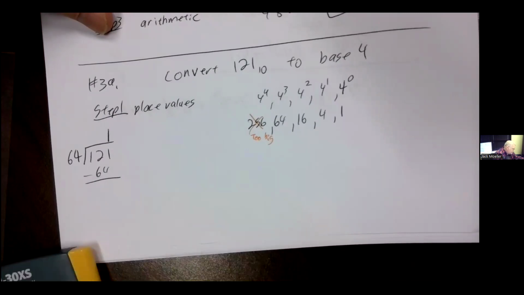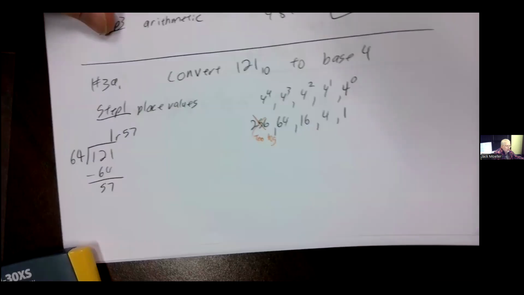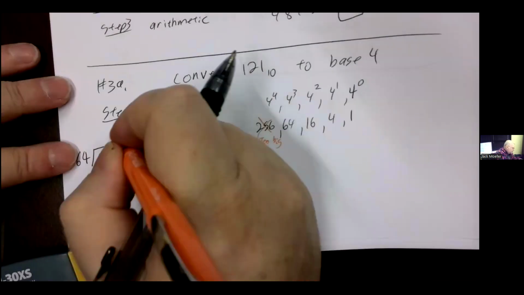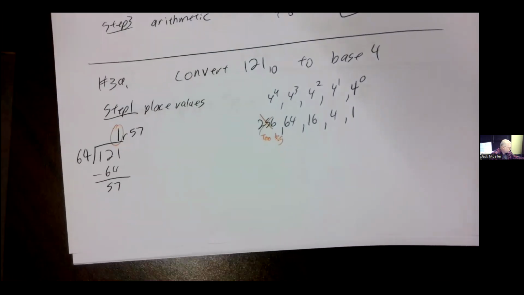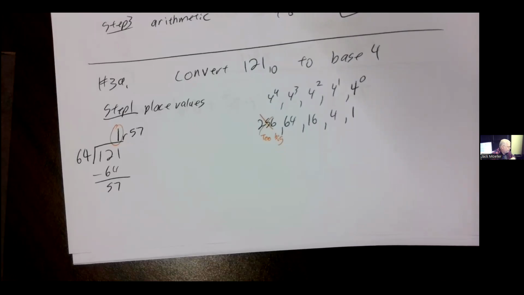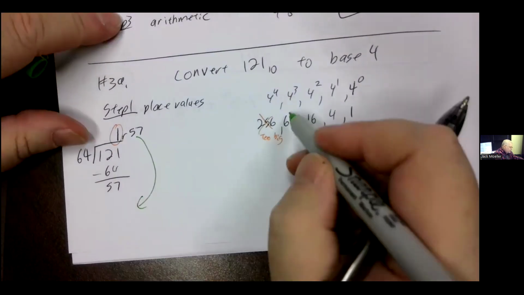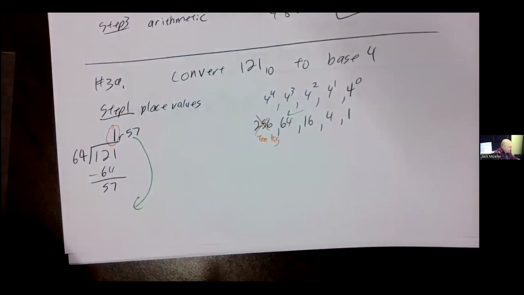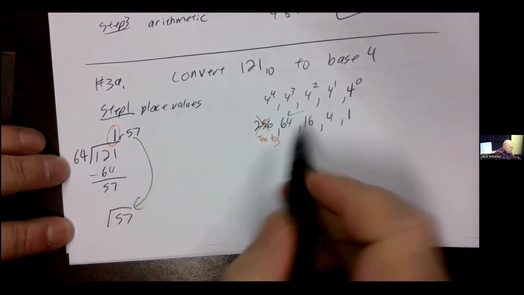So 57 is the remainder. Now that 1 is going to be part of our answer, so you might want to circle that now because we're going to need it later. And then the process to get the rest of them is you take that remainder and do division on the remainder with the next lower place value. So we're going to do 57 divided by 16.